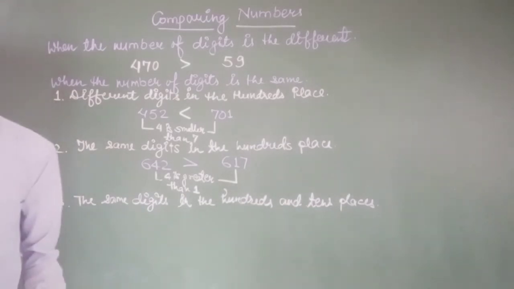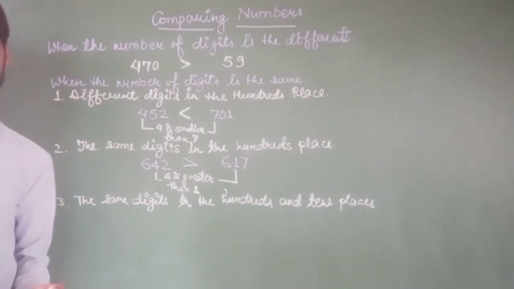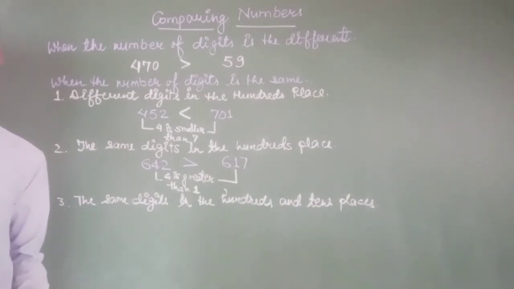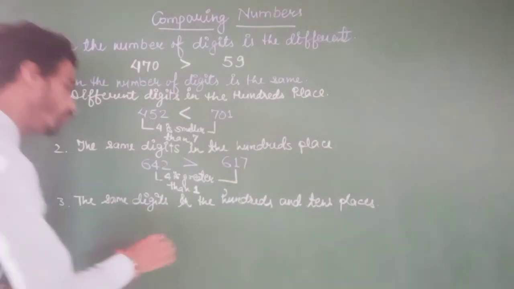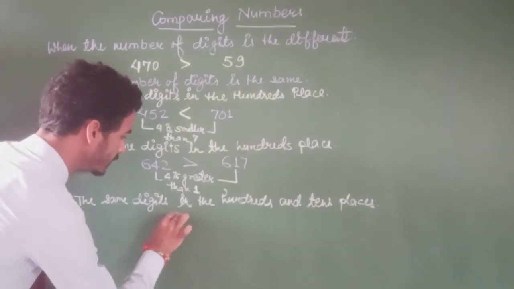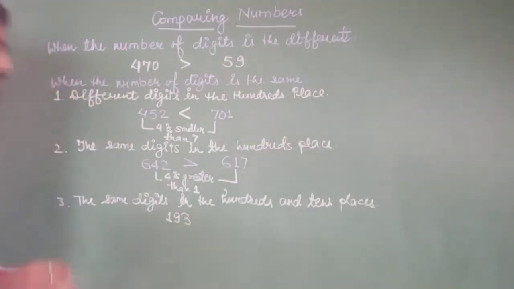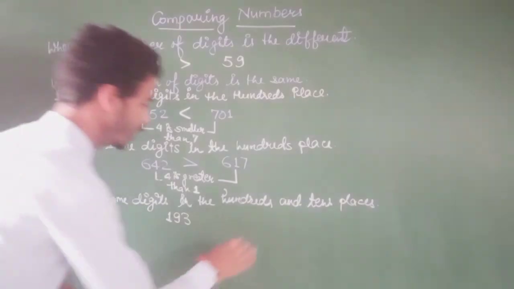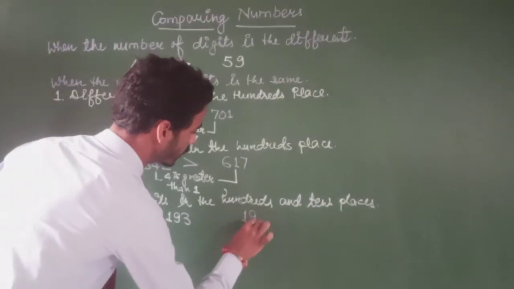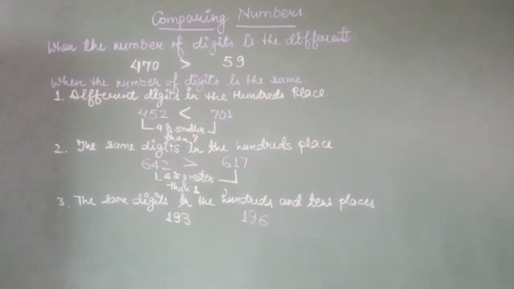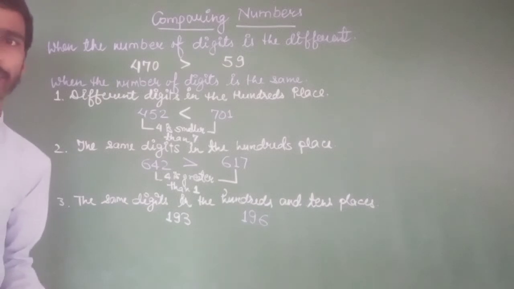John sells 193 flowers and Mukesh sells 196 flowers. Who sells more flowers? Okay, so to find who sells more flowers, you have to compare these numbers.